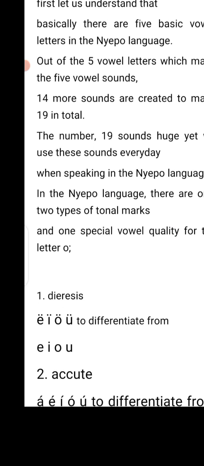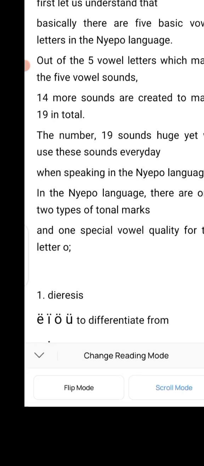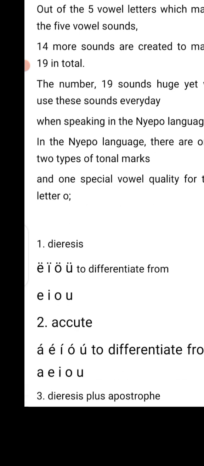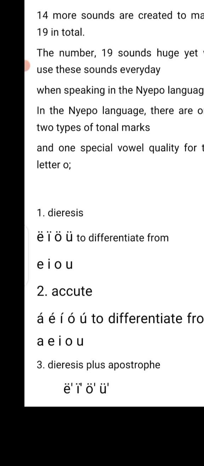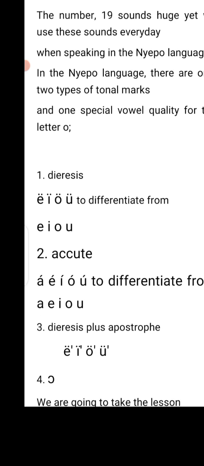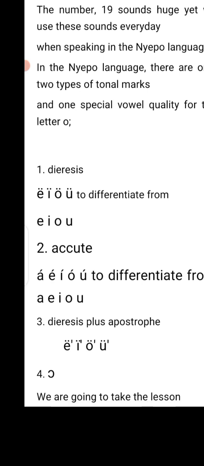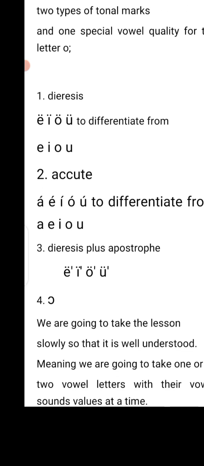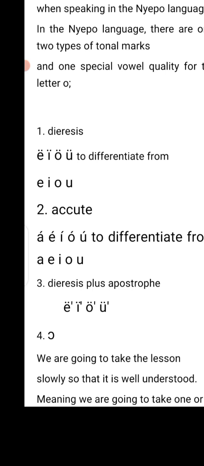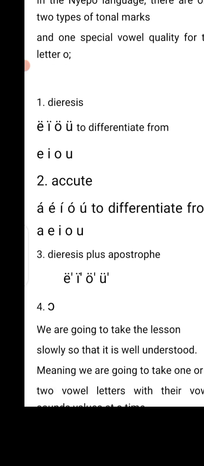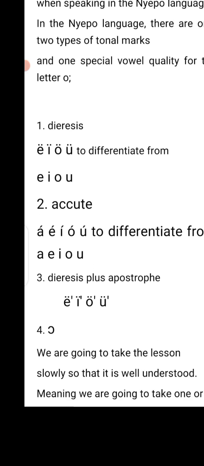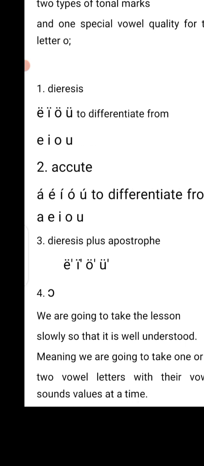The number 19 sounds huge, yet we use these sounds every day when speaking in the Nyepo language. In the Nyepo language, there are only 2 types of tonal marks and 1 special vowel quality for the letter O. Let us look into those marks, those tonal marks. The first one here is known as diaresis.